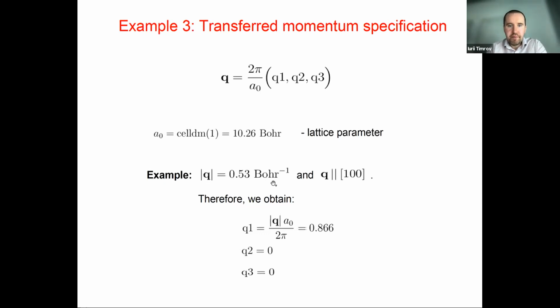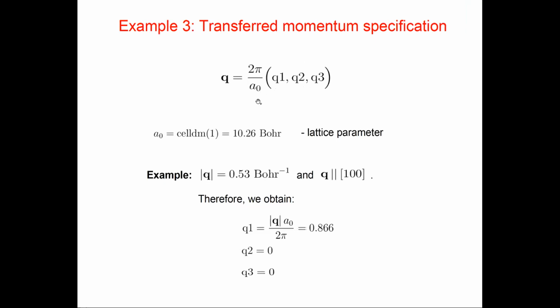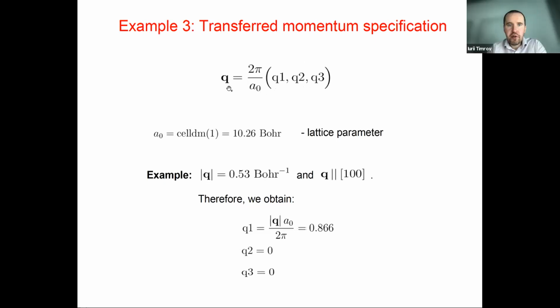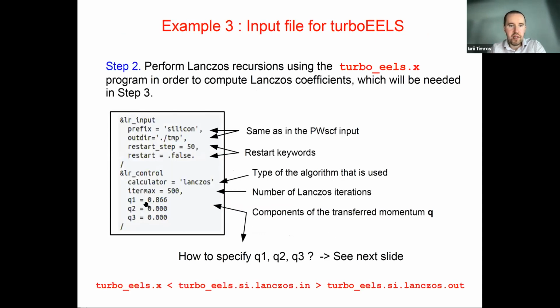So we do it the following way. We remember the formula on the top, and we know that the modulus of q is 0.53. Since it's along the 100 direction, we know that q2 is 0 and q3 is 0. So only q1 is non-zero. We know the modulus of q, we know a0, and we can compute q1, which is easy. So q1 is the modulus of q multiplied by a0 divided by 2 pi. If we do the math, we obtain 0.866. So this is why in the input we have 0.866, 0, and 0.